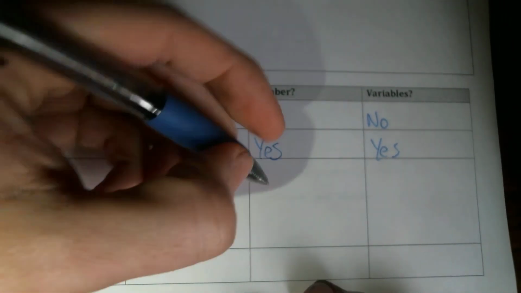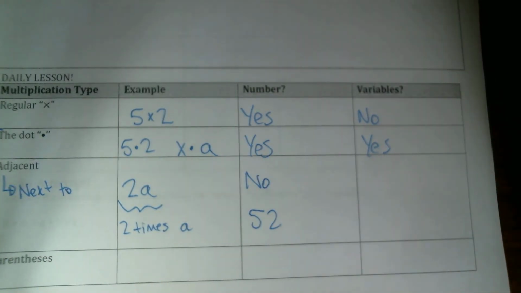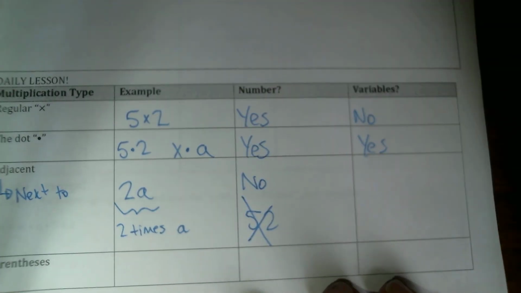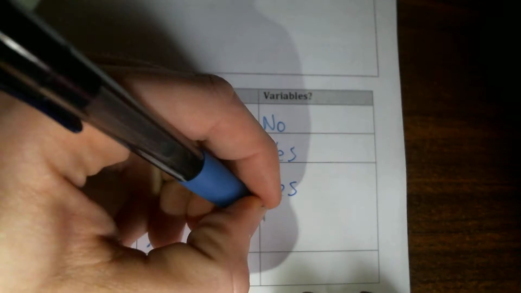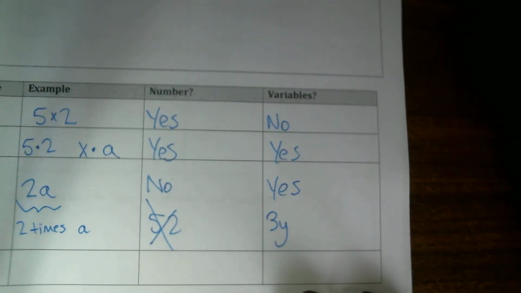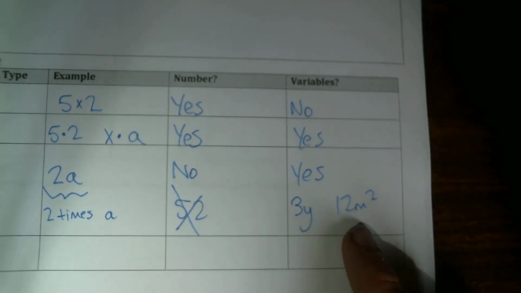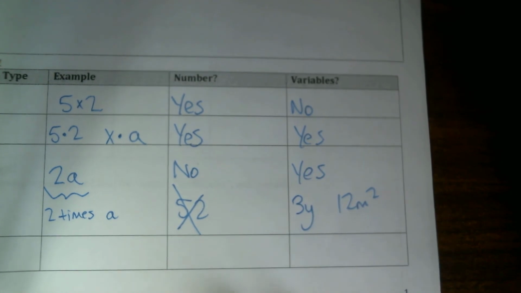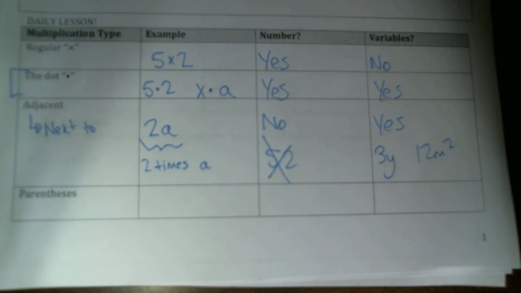With numbers, this doesn't really work, because otherwise I'd look at this and think, well, is it 52 or is it 5 times 2? With numbers, we don't use adjacent multiplication. But with variables, heck yes we do. I can say things like 3y or 12m squared, in which case this means 3 times y, and this means 12 times m squared.